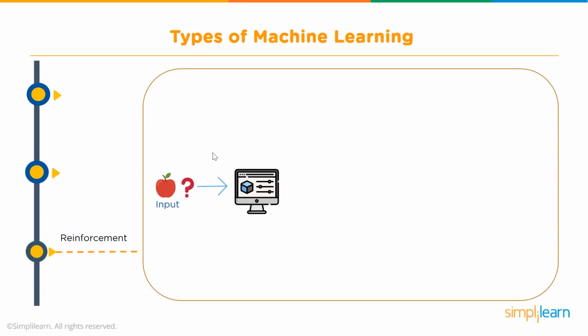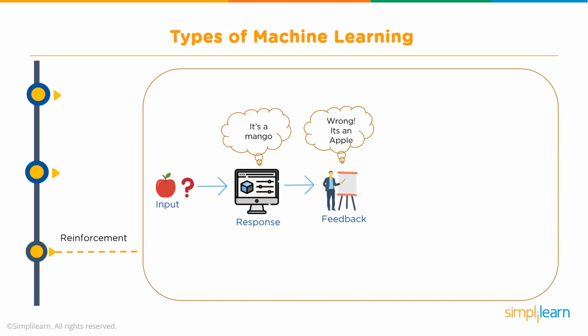That's exactly how reinforcement learning works. We provide the machine with a data set wherein we ask it to identify a particular kind of fruit, in this case an apple. As a response, it tells us that it's a mango. But as we all know, it's a completely wrong answer. So as feedback, we tell the system that it's wrong, it's not a mango, it's an apple.